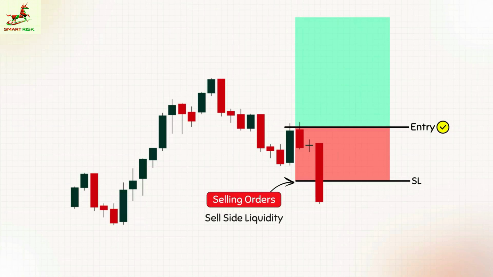Operators in the market always look at which side of the chart has the most liquidity, and then they move the market in that direction to grab that liquidity. This way, retail traders' stop losses get hit, and operators get the liquidity they need to execute their massive orders.